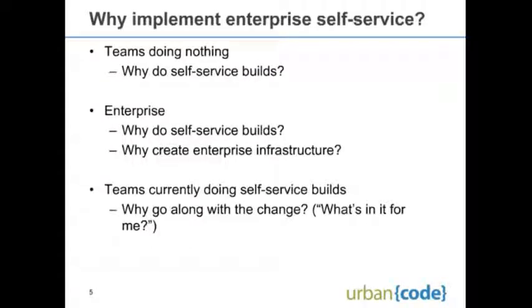Now, if you're thinking about doing enterprise level self-service builds, you're really going to need to talk to three different audiences. You need to make the case with three different people. First of all, there's the teams who are doing nothing at all. There is the enterprise itself. You need to make the case, and we should invest in a self-service build infrastructure. And then you have those teams that are currently doing self-service builds. They've put a team-level solution in place, and their problems are pretty much solved. And when you're talking to these three different groups, you're going to need to use three different sets of arguments.